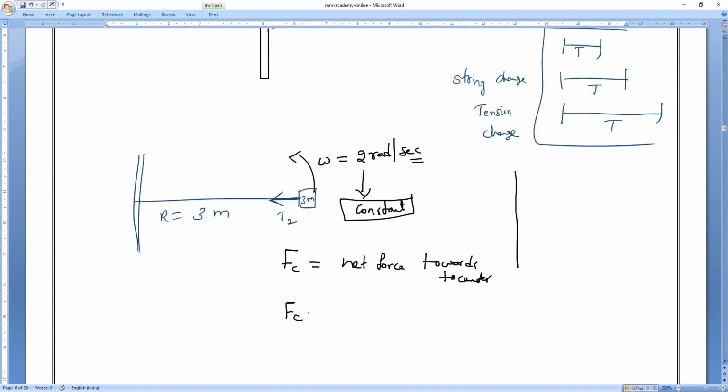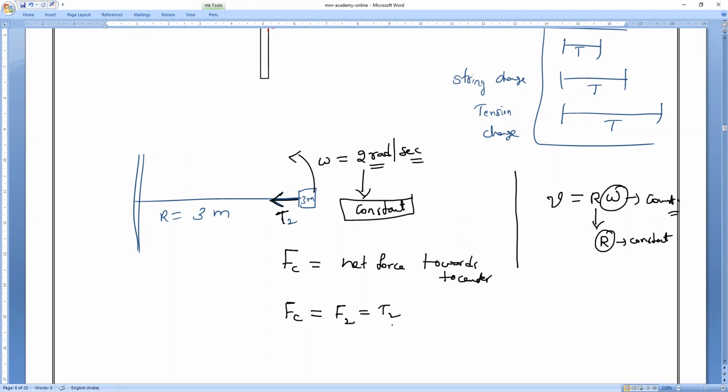So I will say net force acting towards the center is equal to the force exerted by the tension. That is the third body, tension T2, which I'm assuming as F2 or T2. So we all know from the linear acceleration, V is equal to R omega. If you notice, R remains constant. And omega is also constant.